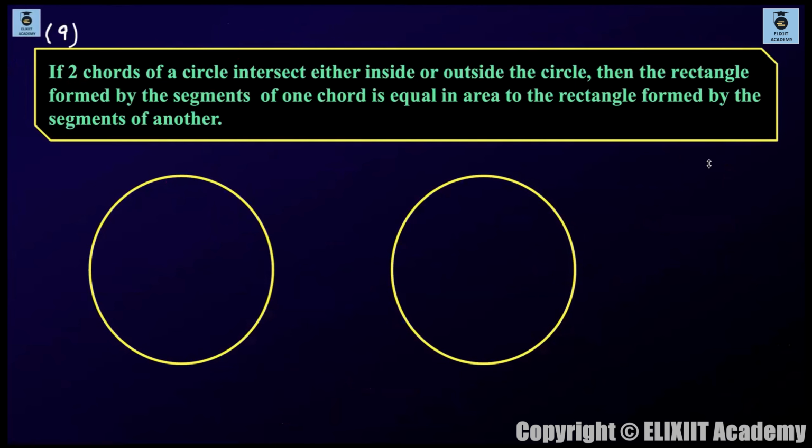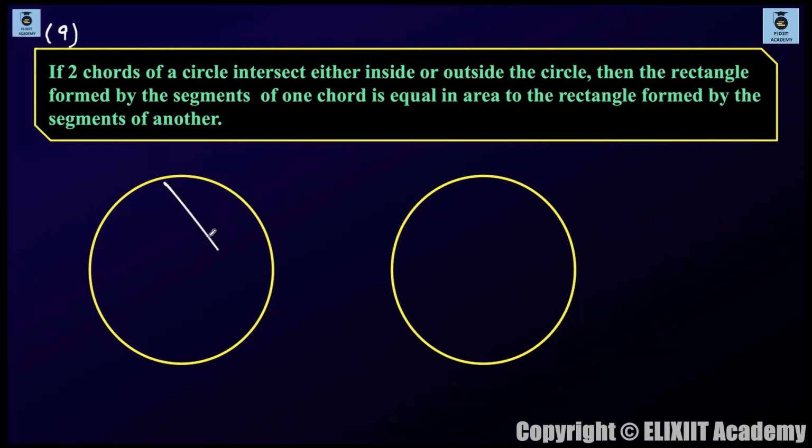Number 9, you need not write down so many statements. Simply draw 2 diagrams and simply write down the final statement. Bas, nothing else. What is given there? If 2 chords of a circle intersect either inside or outside, then the rectangle and so much of things. Simply see from here what they are trying to say. 2 chords are there.